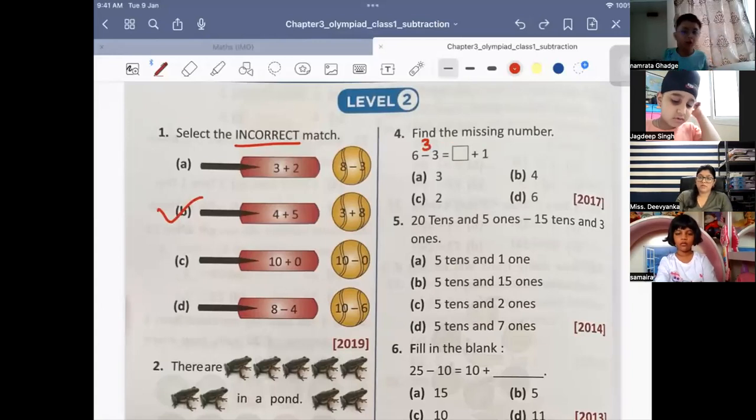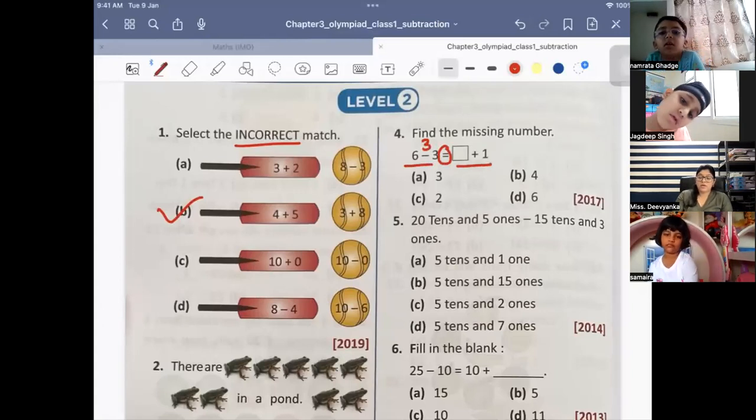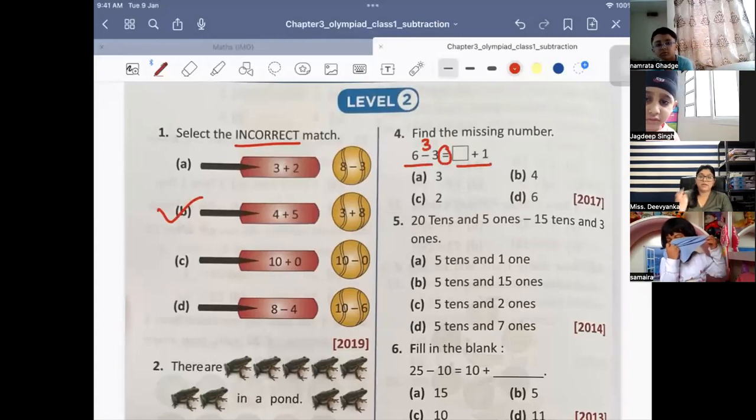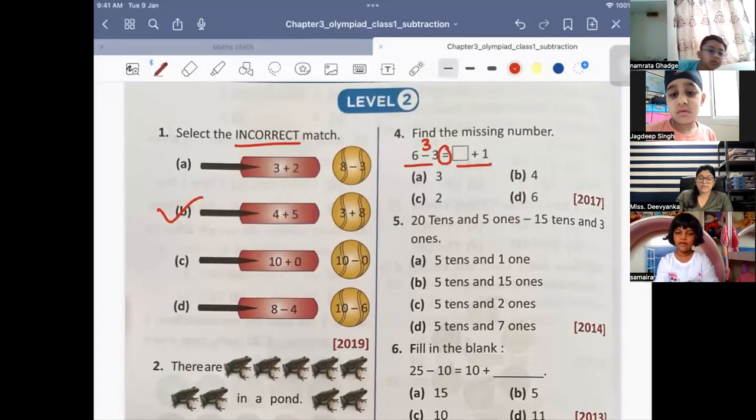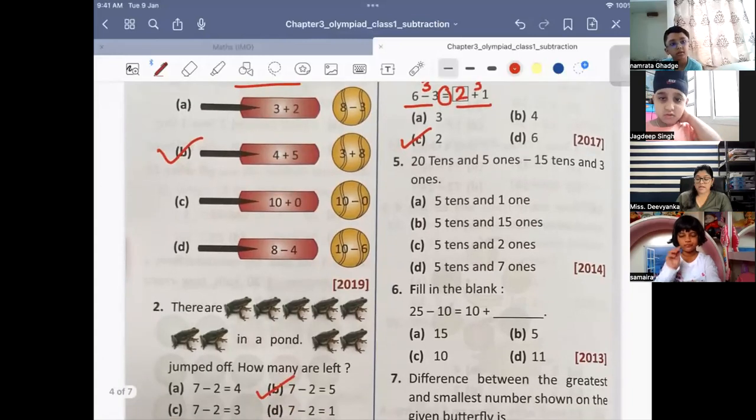See, whenever there is an equal to sign and there are two expressions, one on the left, one on the right, you have to make sure that they are equal. The answers that you get for both sides must be equal to each other. So 6 minus 3 is equal to 3. Hence 2 plus 1 will also give me 3. Correct. Option number C.